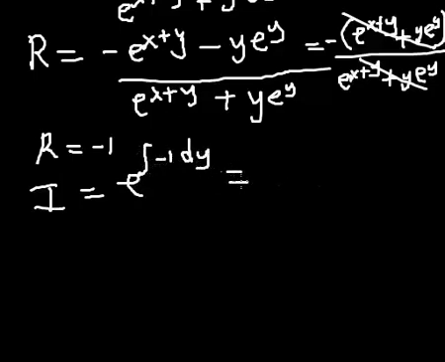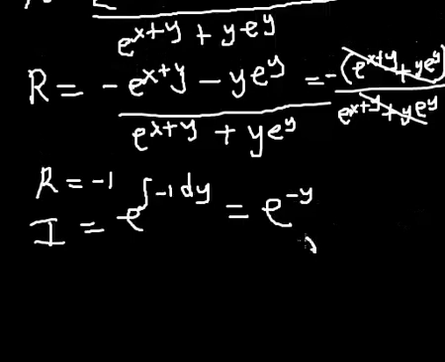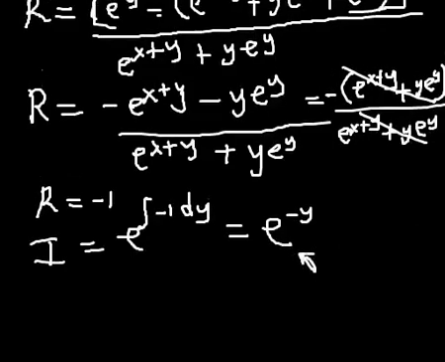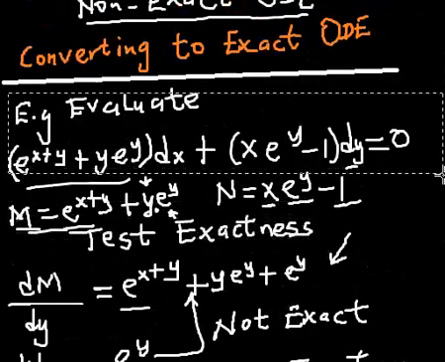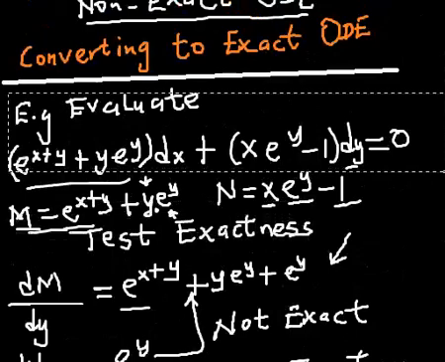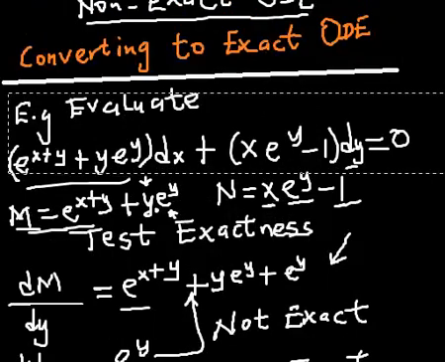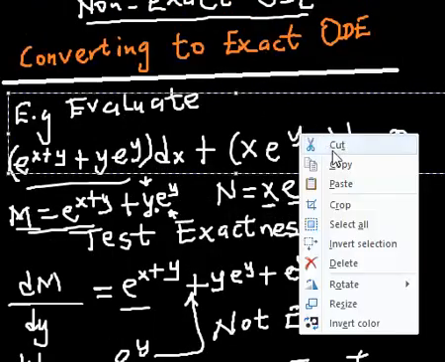If I do this, this is going to be exponent. If I differentiate minus 1 with respect to y, I will have minus y. So please take note of that. This is my factor that I need to multiply to this original equation. So let me take that original equation so that I will do justice to that. I'll copy it.